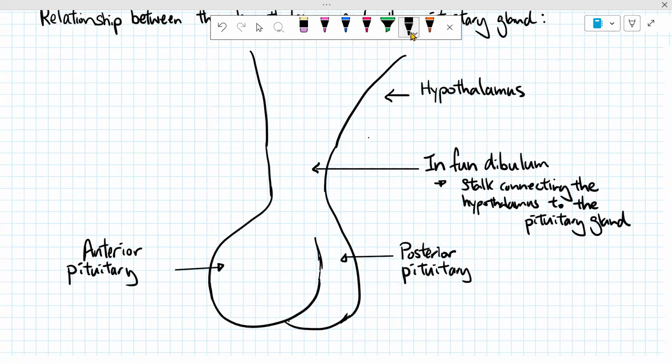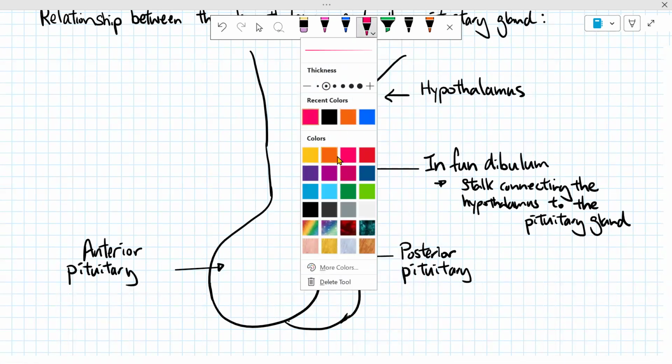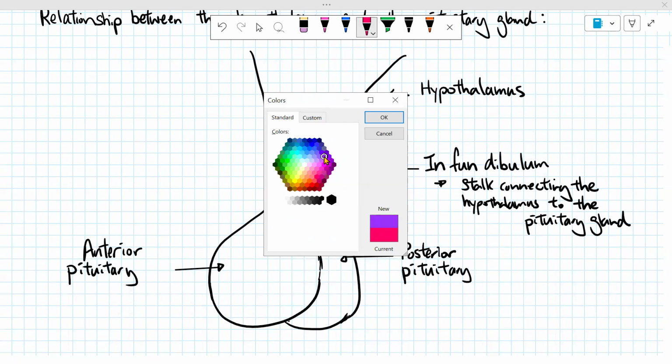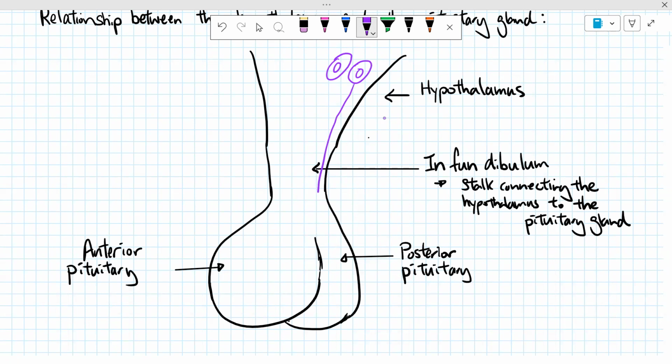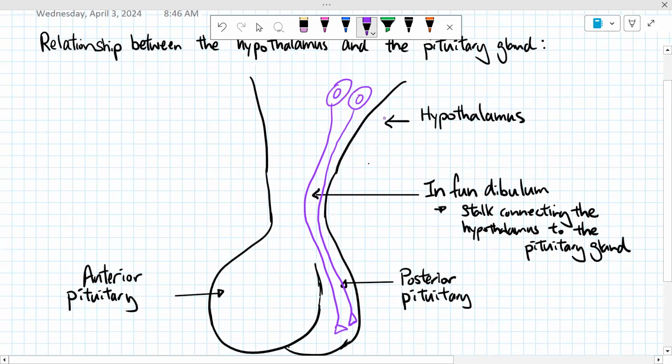So the hypothalamus has two kinds of neurons. There are neurons that have the cell body in the hypothalamus. And then the axon is very long. It goes all the way to the posterior pituitary gland. So that's like a physical connection. It's really long.